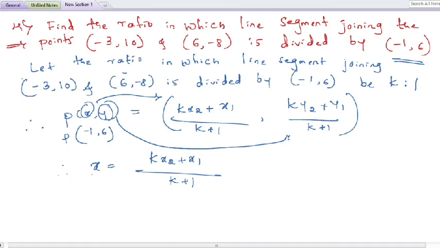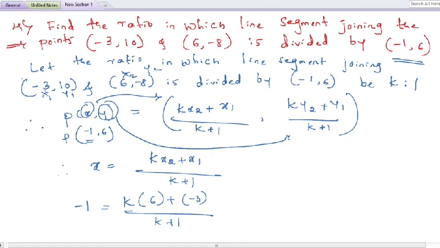So, the x value is what? Here it is x, minus 1 is equal to k, we do not know the k value. What is the x2 value? In the question it is given, it is x1 y1, it is x2 y2. So, k, x2 value is 6, plus x1 value is minus 3, divided by k plus 1.